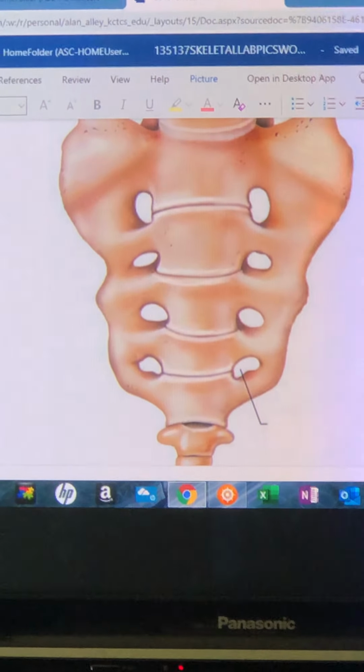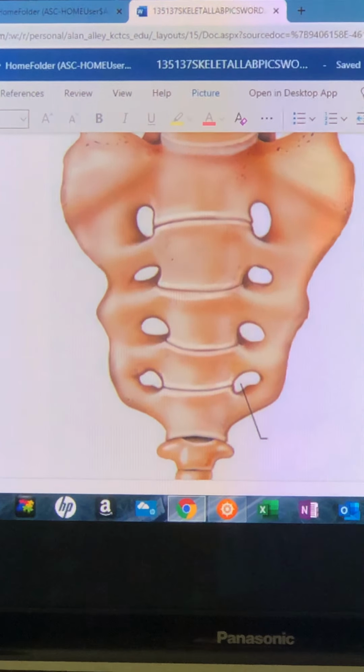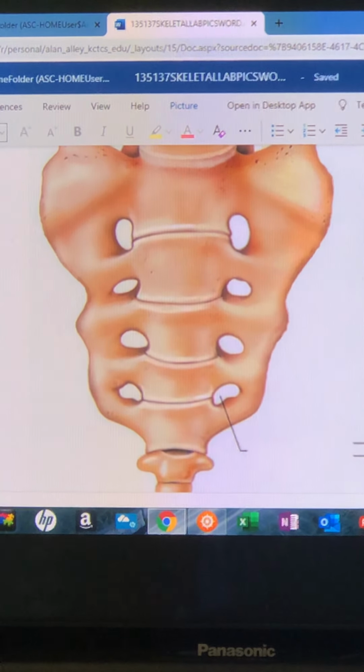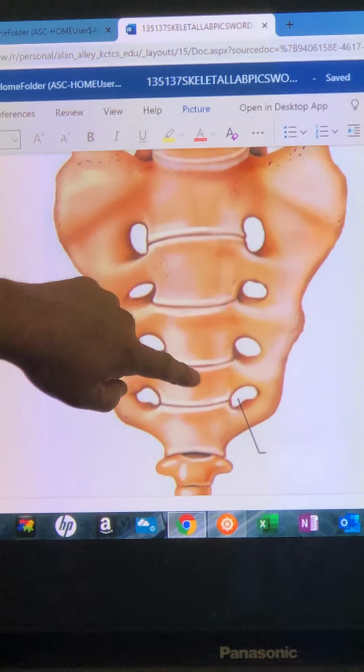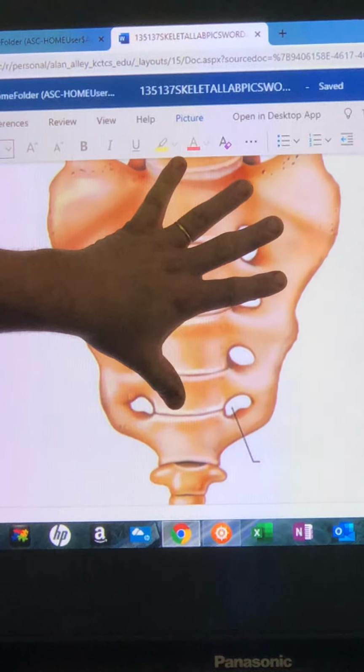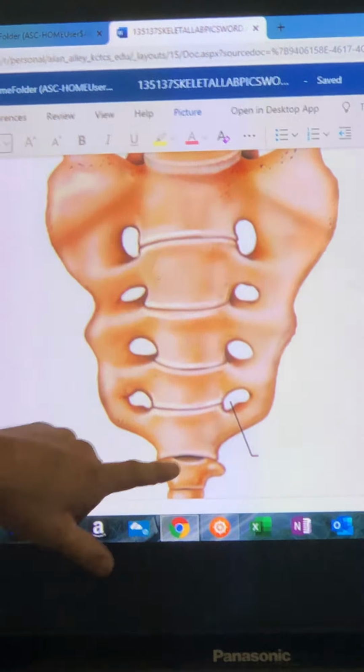And many times on a test I may just say how many bones fuse to form the larger of the two bones shown here. If you look on your list, this is 5, 1, 2, 3, 4, 5 fused vertebrae. The coccyx is anywhere from, I think we say, 3 to 4. In this case, it's 4, 1, 2, 3, 4. So the larger of the two bones here is the sacrum, and it is from the fusion of 5 bones. Very simple question and answer there.